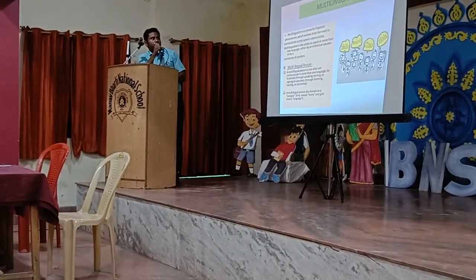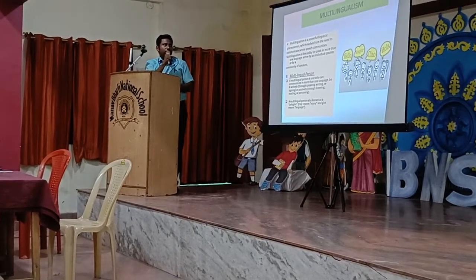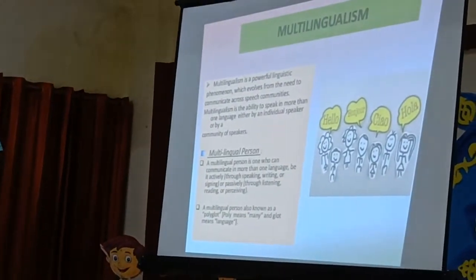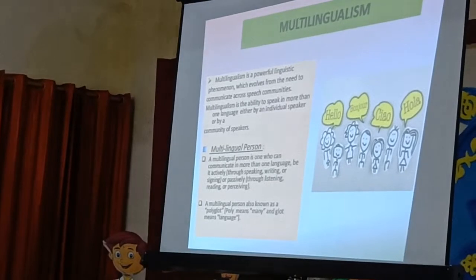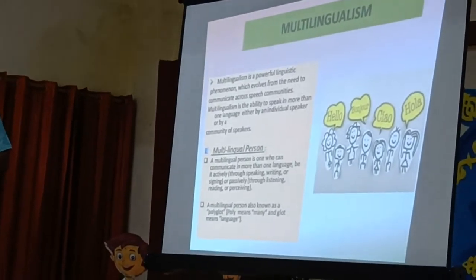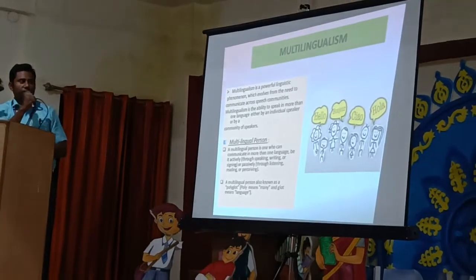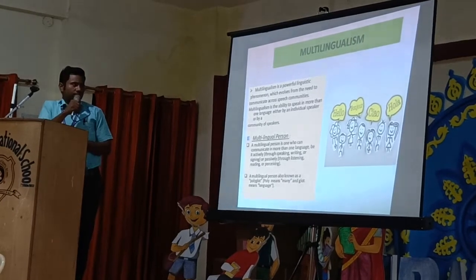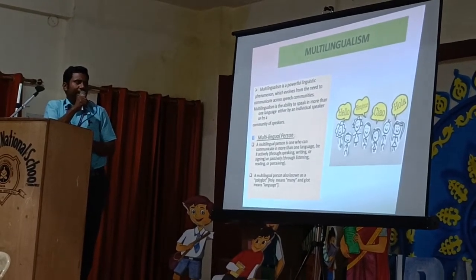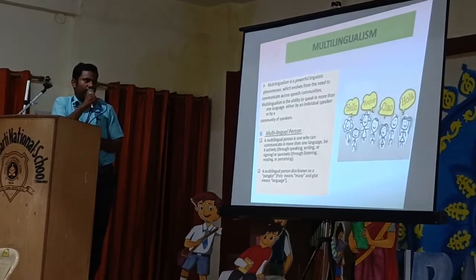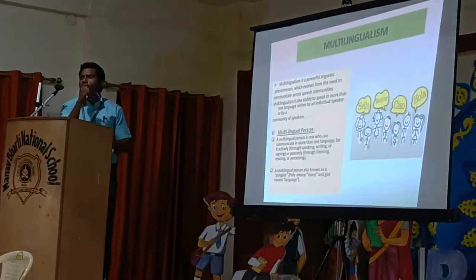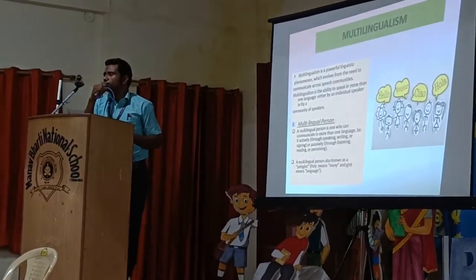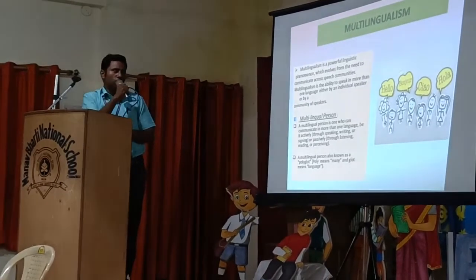Yes, sir, please, next slide. So, multilingual is a powerful linguistic phenomenon which evolves from the need to communicate across speech communities. Multilingualism is the ability to speak in more than one language, either by an individual speaker or by a community speaker. So, would be called multilingual. A multilingual person is one who can communicate in more than one language. I think I have explained it, more than two languages. It's not correct. A person who speaks more than two languages, they are called multilingual, not more than one language.